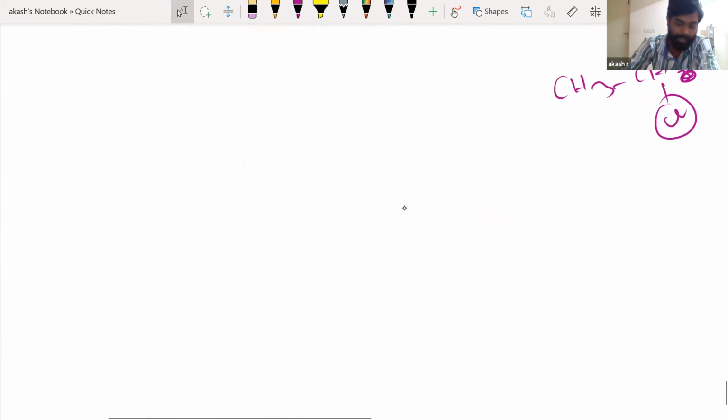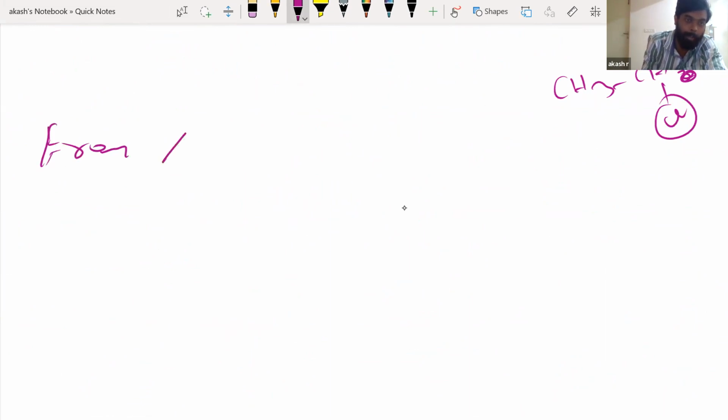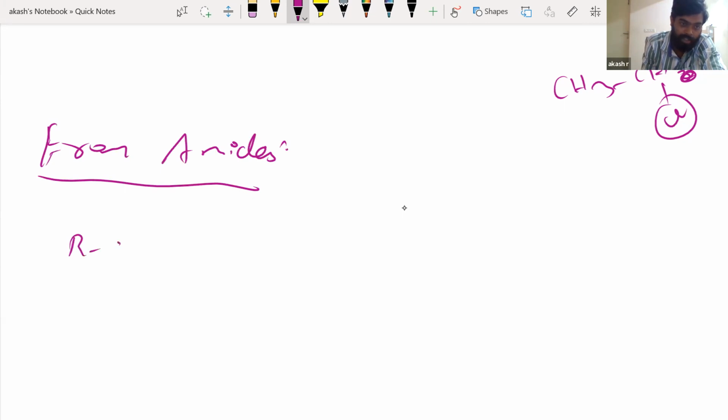Okay, so moving on to other methods of preparation. From other nitrogen containing compounds, we'll be able to produce amines, for example from amides. What are amides? How do you write the structure of amides? You have RC double bond O and N together. Whenever you have this C double bond O and N together, those are going to be called amides.